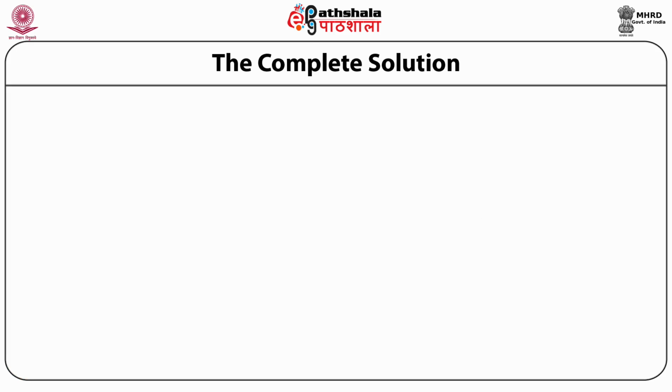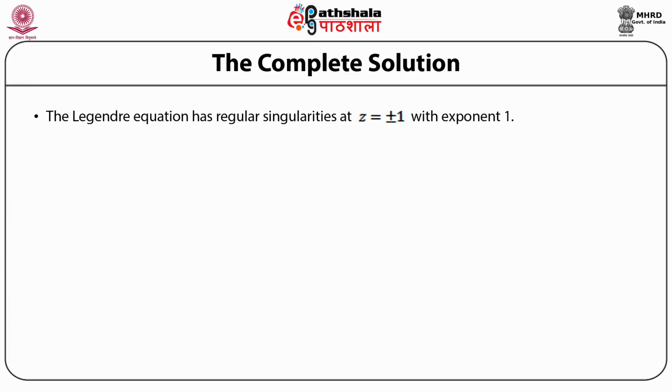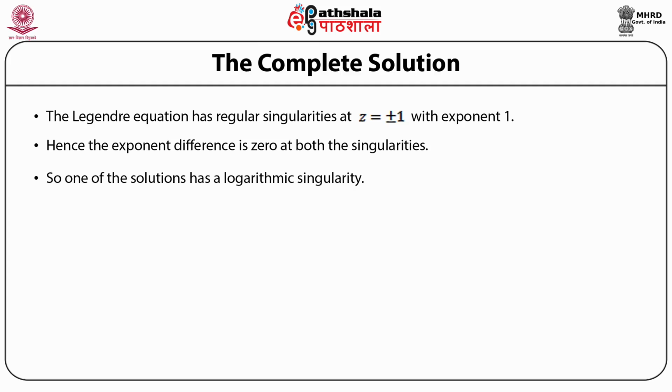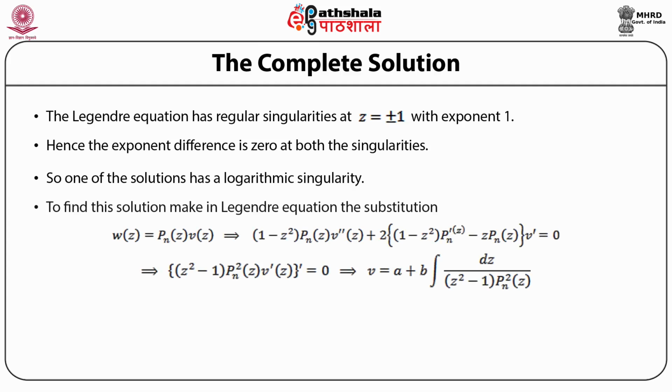Our next aim is to find the complete solution. The Legendre equation has regular singularities at z is equal to plus minus 1 where the exponent is 1. Hence, the exponent difference is 0 at both the singularities. So, one of the solutions has a logarithmic singularity. To find the solution, we use the usual method of obtaining the second solution when one solution is known. For this purpose, we make the substitution w of z is equal to Pn of z into v of z.